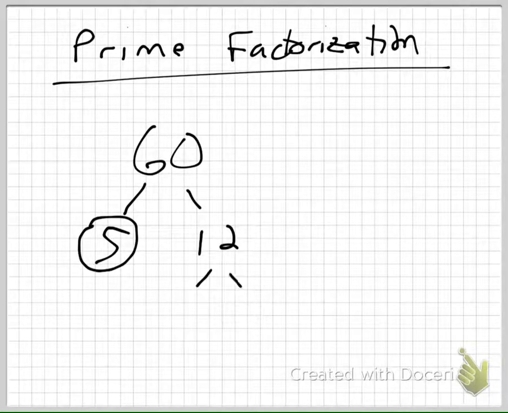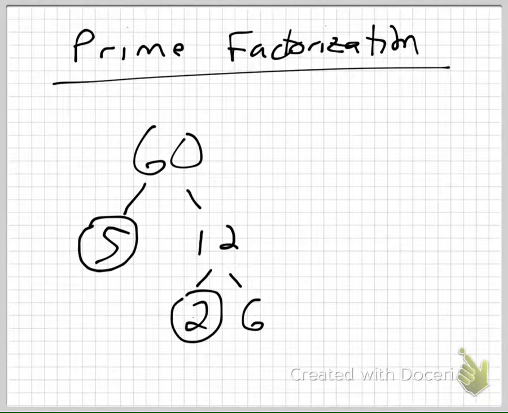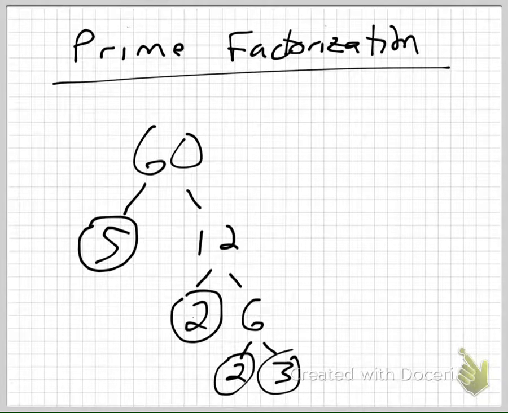Factors of 12. What are two numbers that multiply to 12? 2 and 6. Is either one of those two numbers prime? Yes. Which one is? 2. 2 is prime. It's done. 6. What are the factors of 6? 2 and 3. Are either one of those prime? Yes, they both are prime. I now have all of these numbers prime.